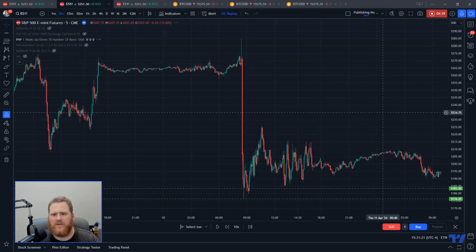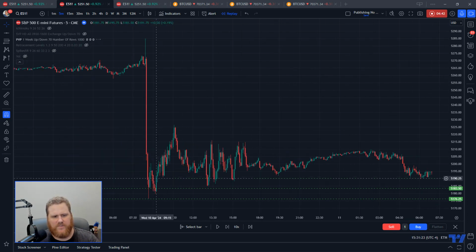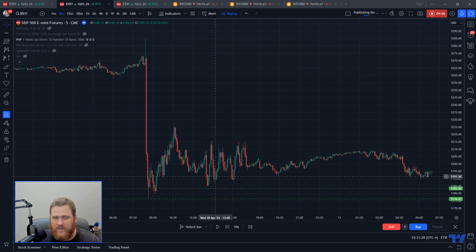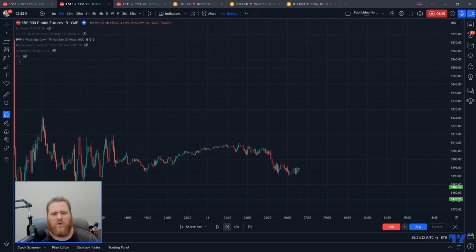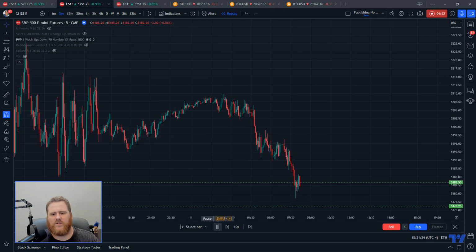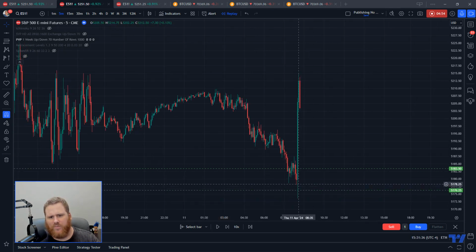Let's go down to the 5 minute. This is today's price action here. This is Wednesday. Yesterday morning, we had that CPI print, where inflation was higher than they expected, so the market went down. Then we start going into this morning. We have a little bit of a news print here, and it comes down and pings that level.